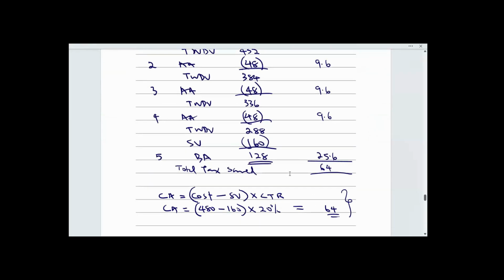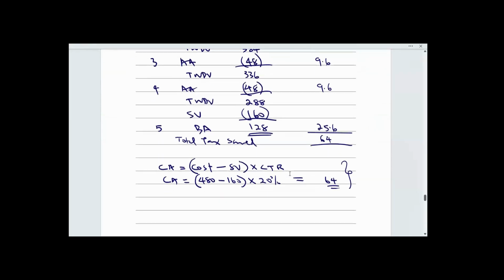Okay. So we have calculated tax saved on capital allowance in the first year to be 9.6. That's 9.6.